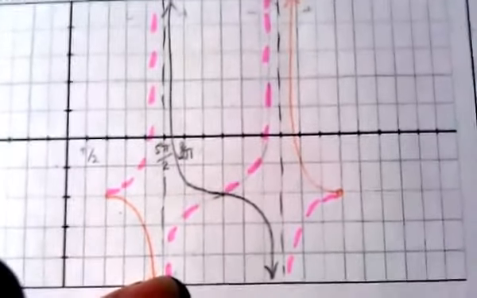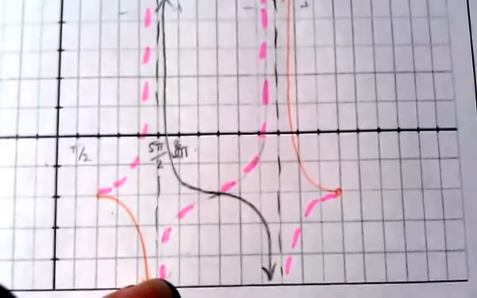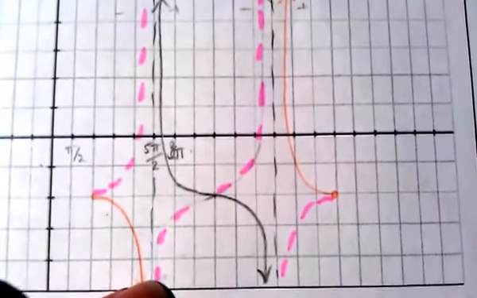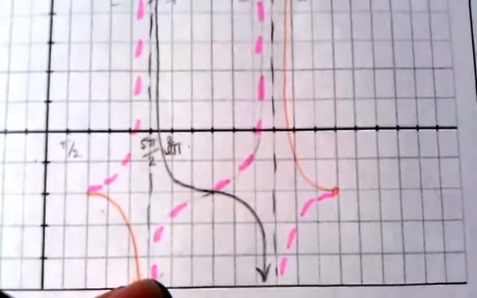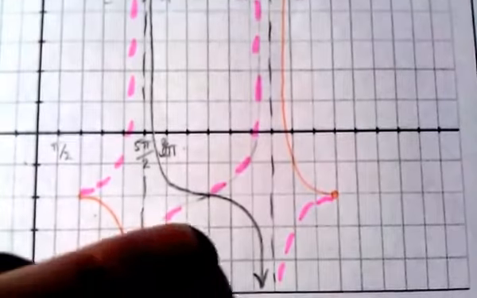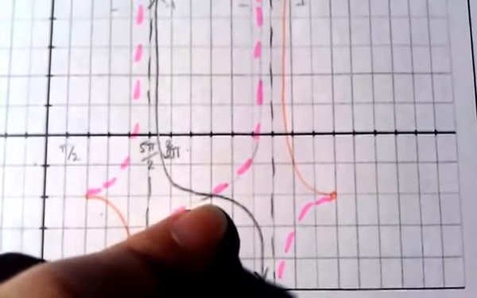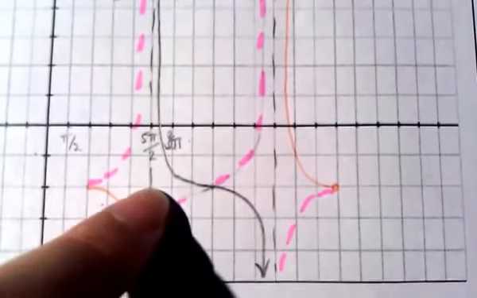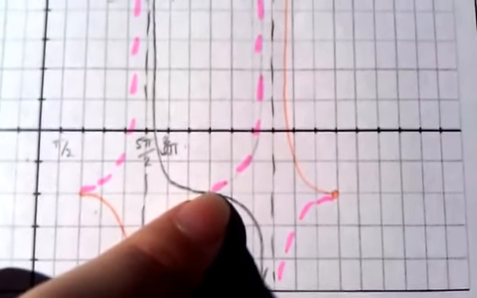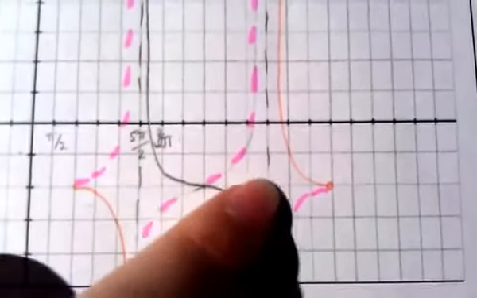Here should be quadrant 2. And because in quadrant 2 only sine and cosecant are positive, it explains why tangent is negative. And because of that, we draw the y value going down. And then the second half of this period, from 5 pi over 2 to this point, will contain quadrant 2 and quadrant 3.